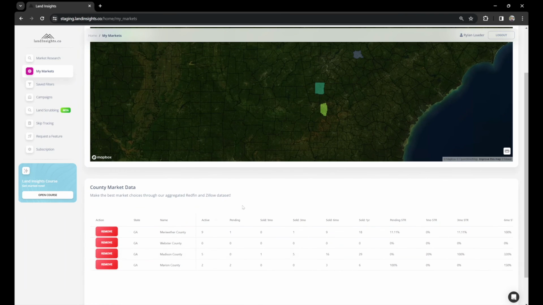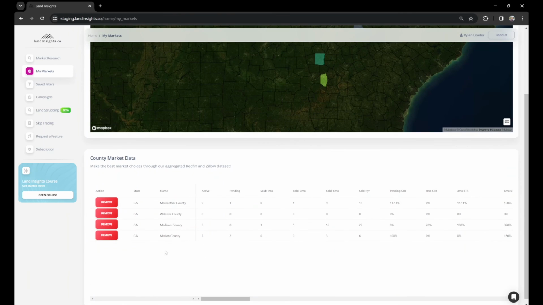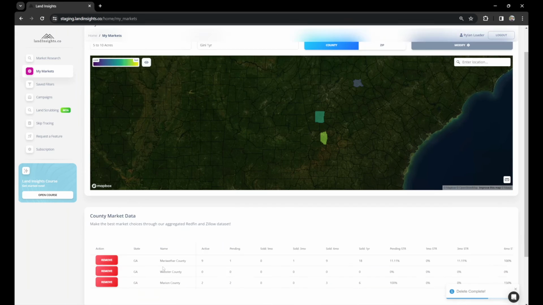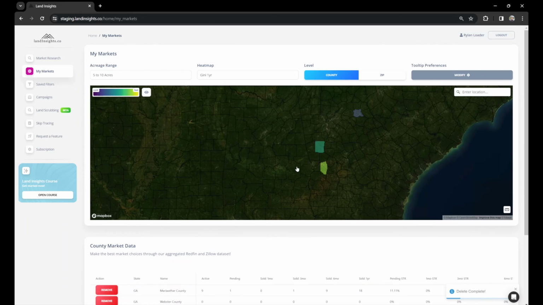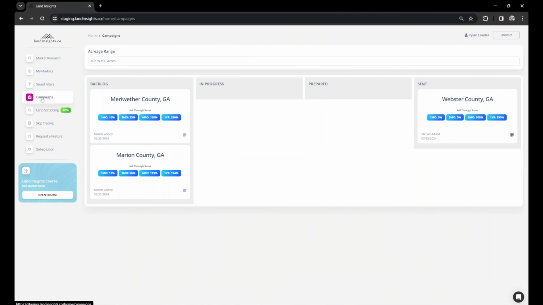So I might just remove Madison from our set then and just stick with our 2 left here. So as you can see, it's been updated. So we have Merryweather and Marion. And we can go into the campaigns now and we can price these out if we want to.